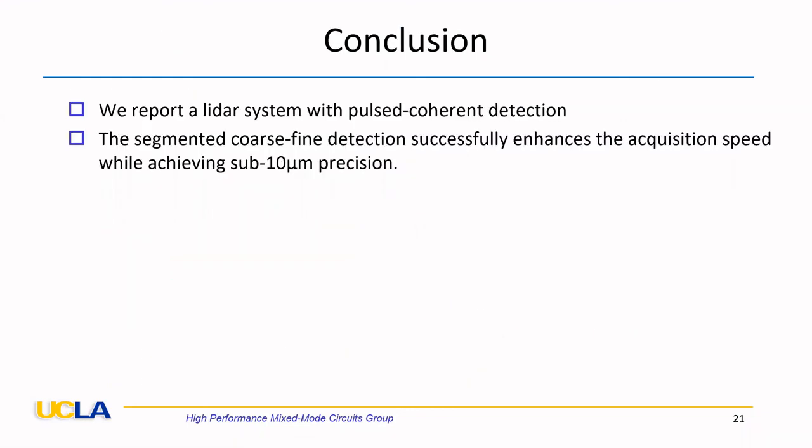In this work, we report a LiDAR system with pulsed-coherent detection, and a segmented coarse-fine detection successfully enhances the acquisition speed while achieving sub-10 micrometer precision.